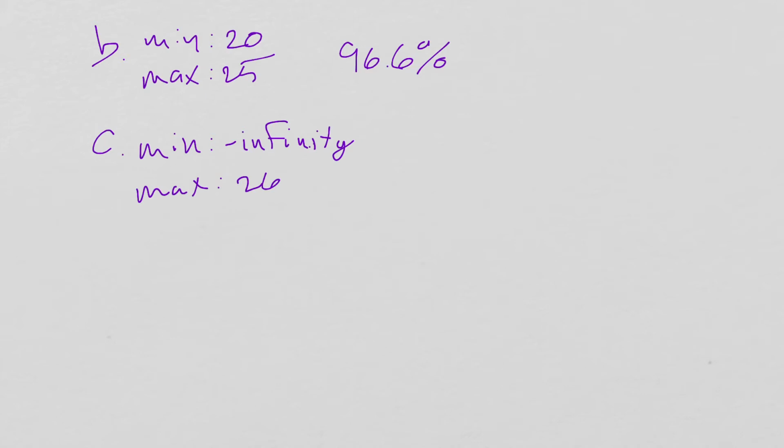Minimum, again, type in the negative sign and then infinity. And then our maximum is going to be 26. And if we look at that, the percentage is 99.8% of the women run faster than 26 minutes. So almost the whole population at that point runs faster than 26 minutes.